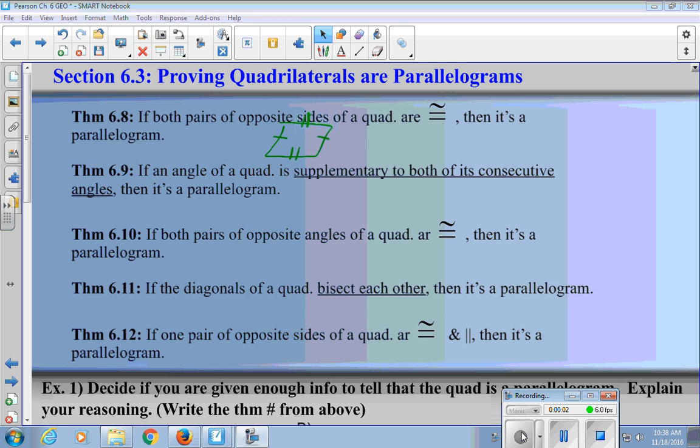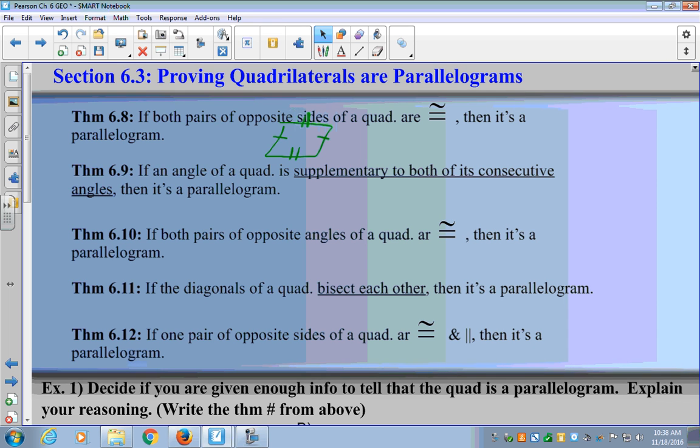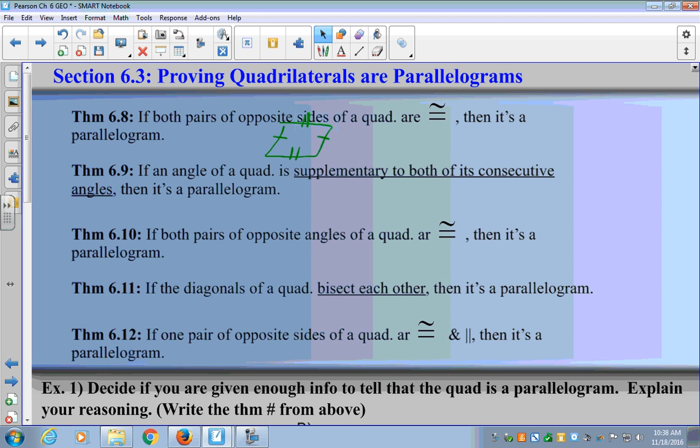All right, so this is 6-3 notes. We are proving quadrilaterals are parallelograms, and our first theorem says if both pairs of opposite sides of a quadrilateral are congruent, then it's a parallelogram, and here is the picture that goes with that.